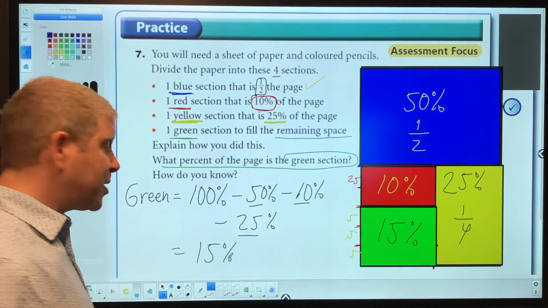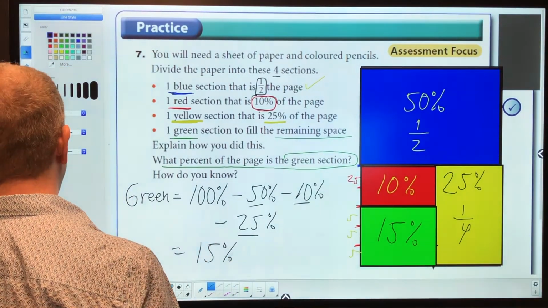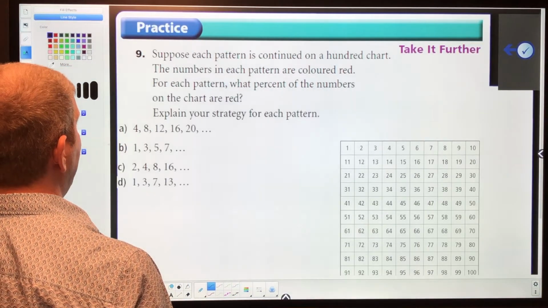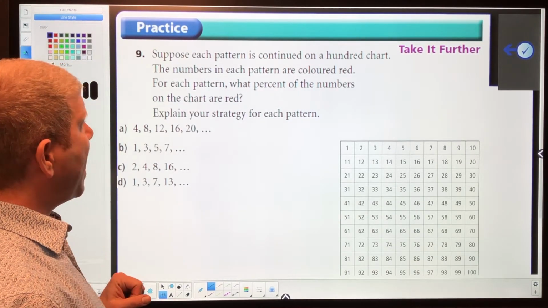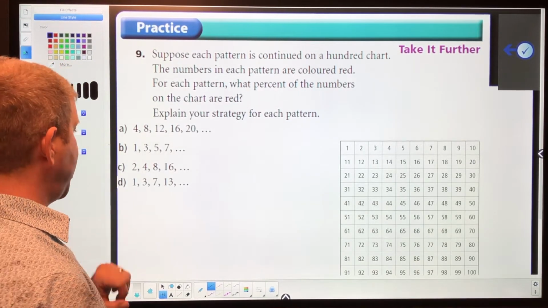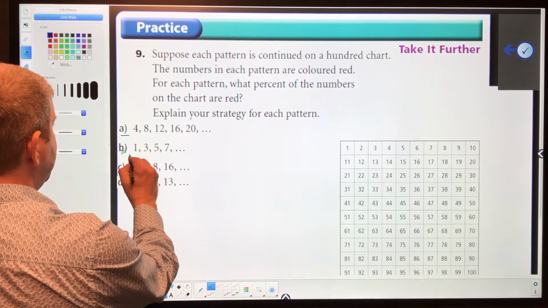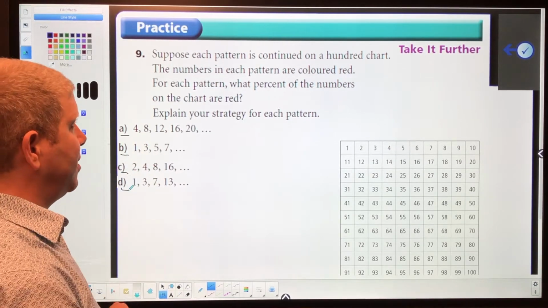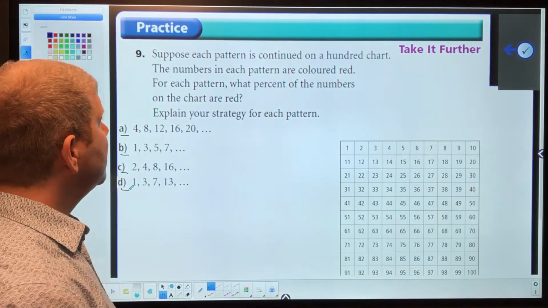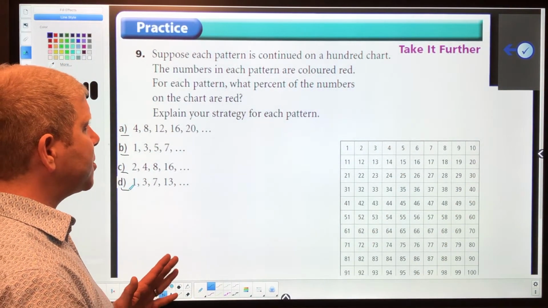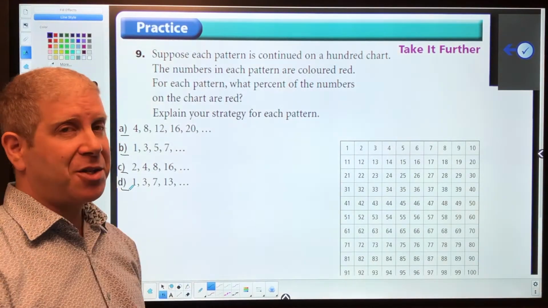Now we're going to move on to the next question, which I believe is number 9. We're going to skip 8 and go right on to number 9. Suppose each pattern is continued on a 100 chart. They're talking about these 1, 2, 3, 4 patterns here. The numbers in each pattern are colored red. For each pattern, what percent of the numbers on the chart are red? Explain your strategy for each pattern.